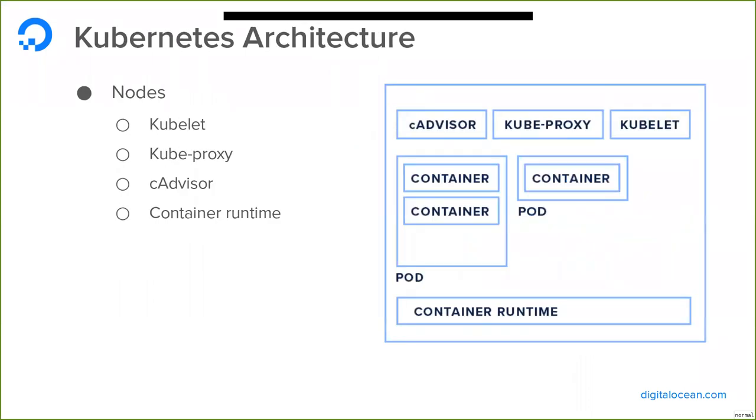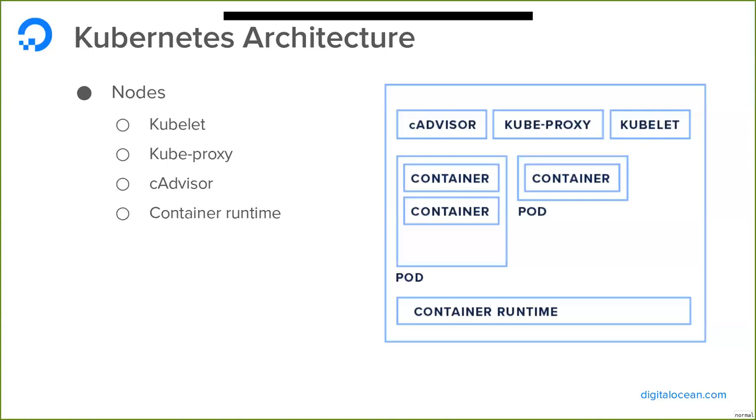The central component of a worker node is the kubelet, which is an agent process that manages containers running on the node, and it communicates with the control plane API server and receives pod specs and performs all of the interactions with the container runtime, which, like I mentioned earlier, could be Docker, CRI-O, or containerd, or some other runtime.